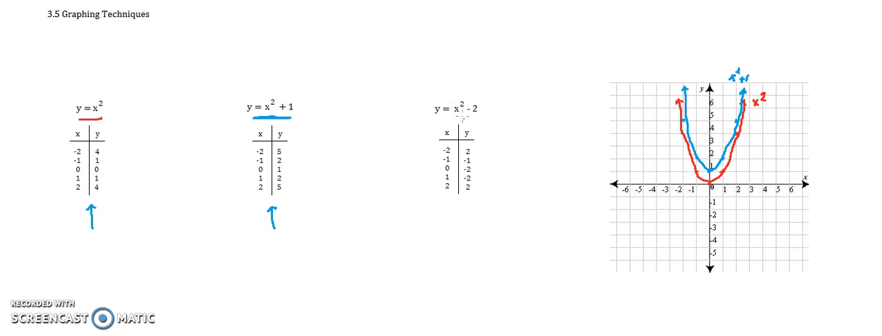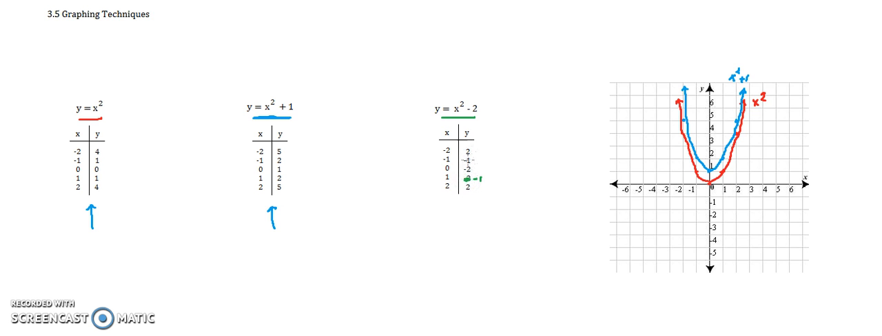So now what would happen with our x squared minus 2? Each time we're taking our x, we're squaring it, and we're subtracting 2. So we get 4 minus 2 is 2. 1 minus 2 is negative 1. 0 minus 2 is negative 2. Oh, this is a mistake. Right here, this should be a negative 1. And then when we plug in 2, 4 minus 2 is 2.